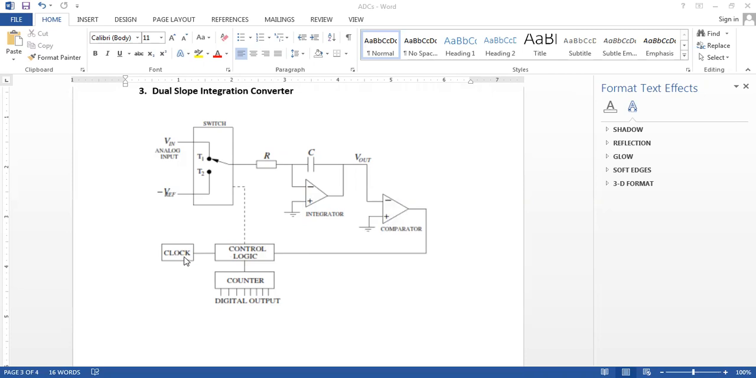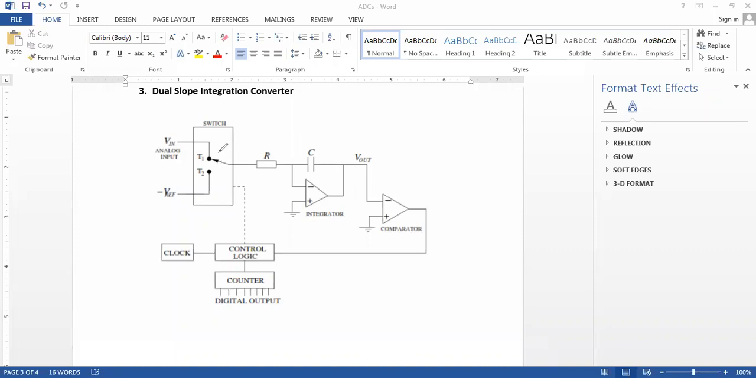And a clock signal is also an input to the control logic circuitry. Then a signal moves from the control logic circuit to a counter. And from the counter, we have the output giving us a digital output, which will be equivalent to the analog input signal to be converted into digital form. The conversion begins with the electronic switch in the T1 position. So we start the operation of this counter with the switch at T1 position.